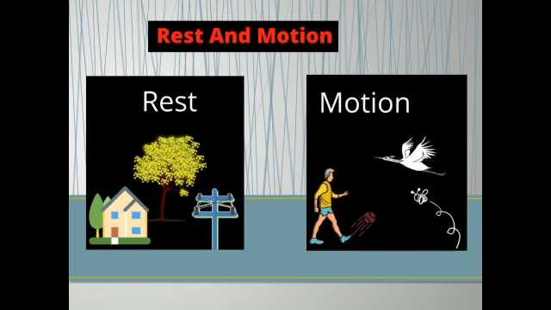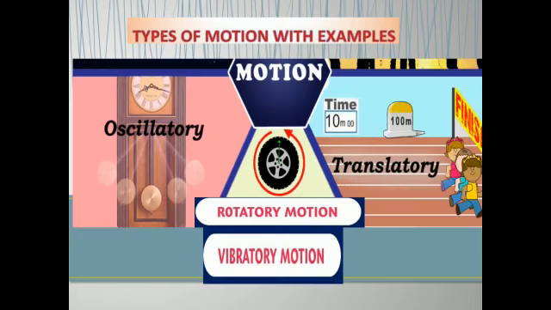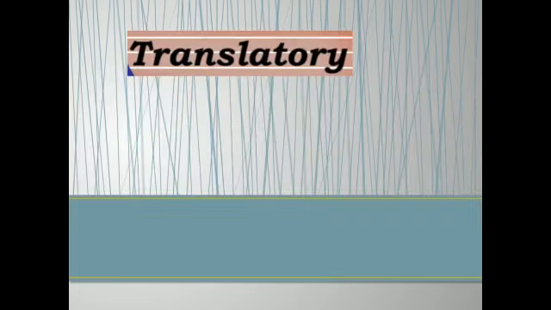Now we will talk about the types of motion. Objects move in various ways. We can classify motion into certain types such as oscillatory motion, translatory motion, rotatory motion and vibratory motion. One by one I will discuss them here. First we will discuss translatory motion.